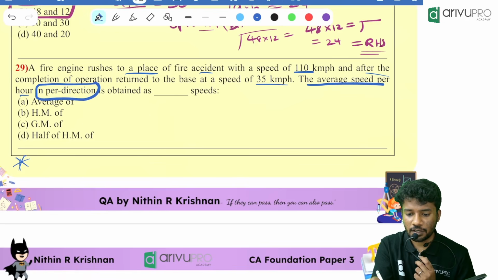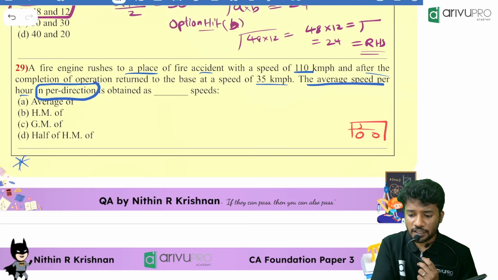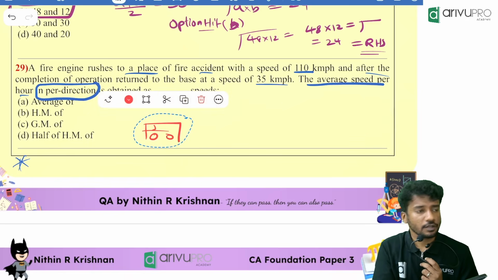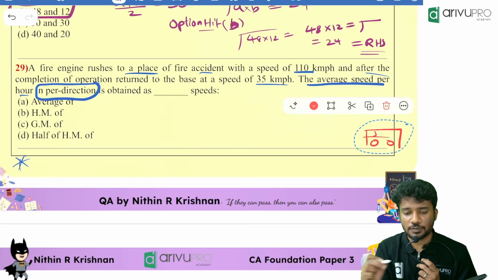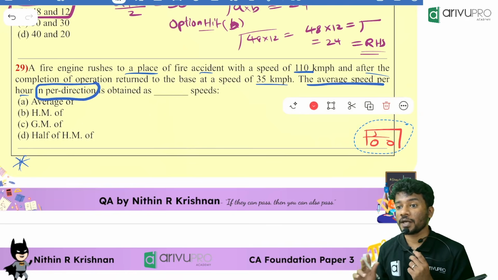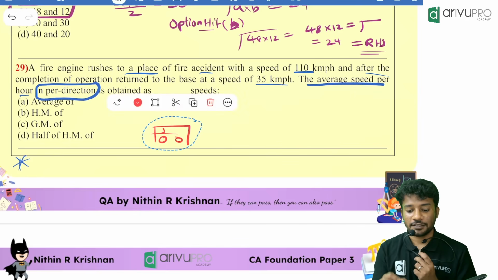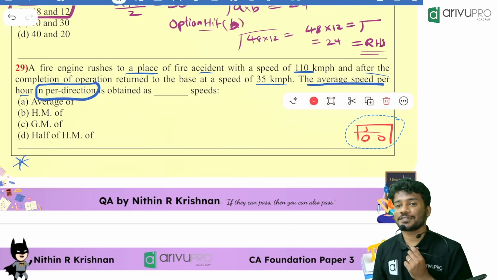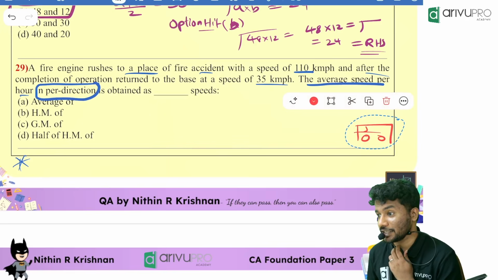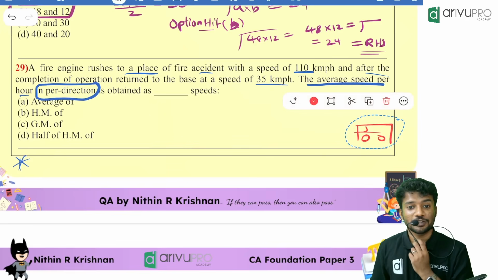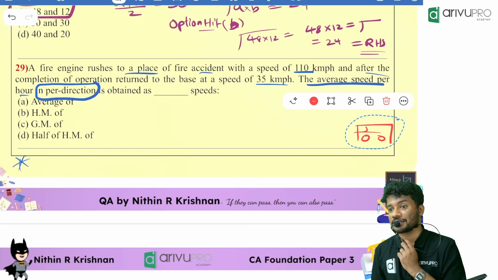For example, this is our fire engine. Now, our fire engine is going from this point to this point. Then it came back to this point. Total how many directions are there? First direction he went this way. Second direction he came back this way. So how many directions are there? 2 directions. So if you find the total average speed, how much is the answer?